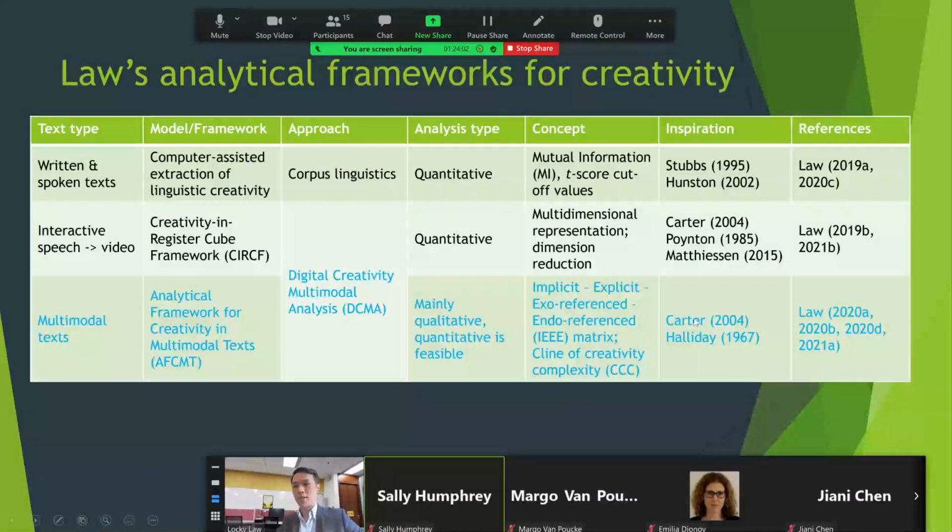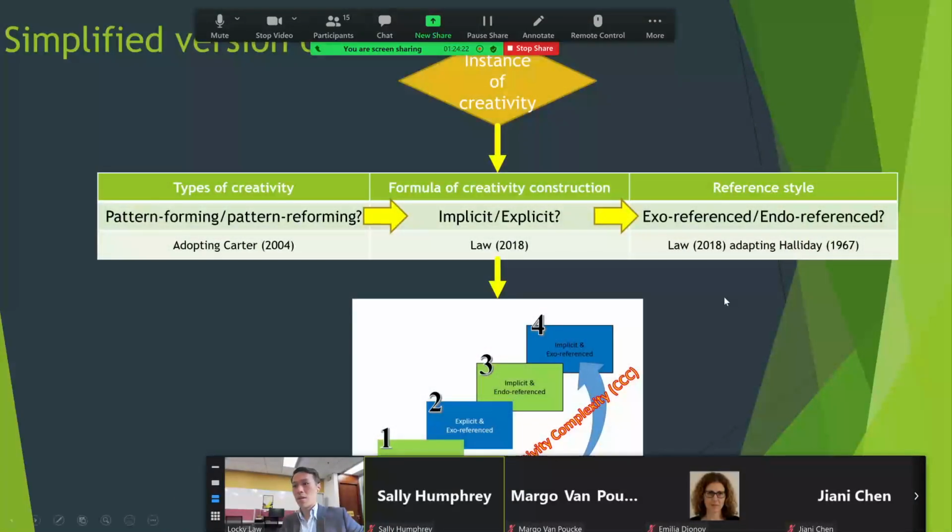Okay, and that's this one. I took the inspiration from, again, Carter and also Halliday, 1967, and I have created something called the IEEE matrix, also the Climb of Creativity Complexity. Right, okay, now what happens is, first we have to identify that there is a possibility, or if you like, you have already identified that as an instance of creativity, then you can start.